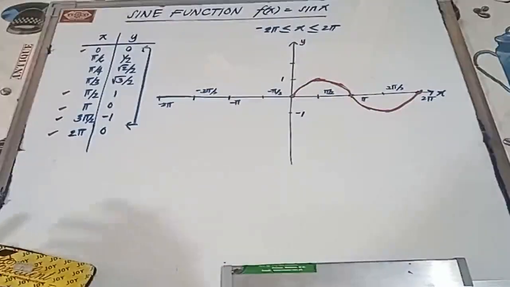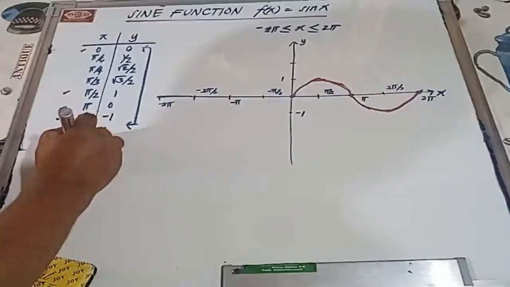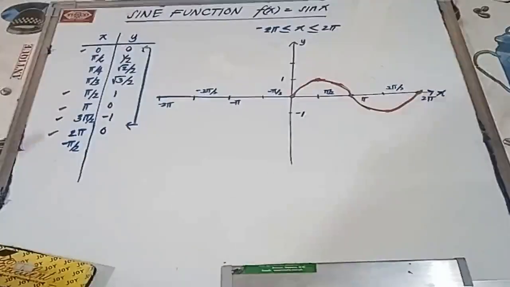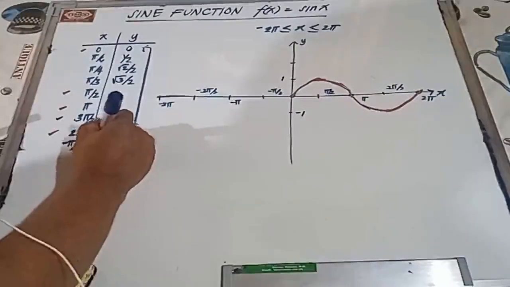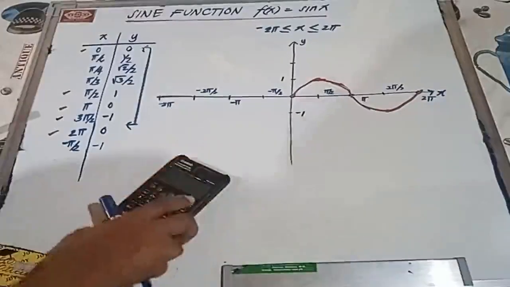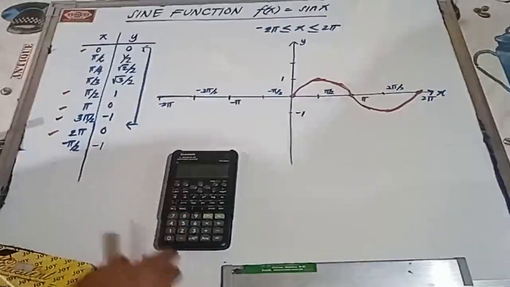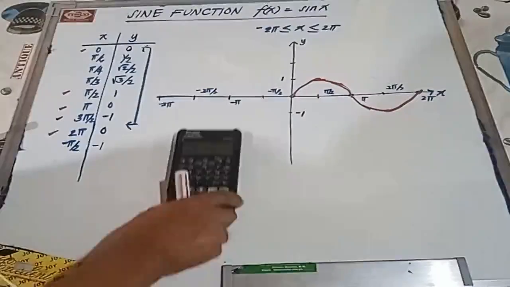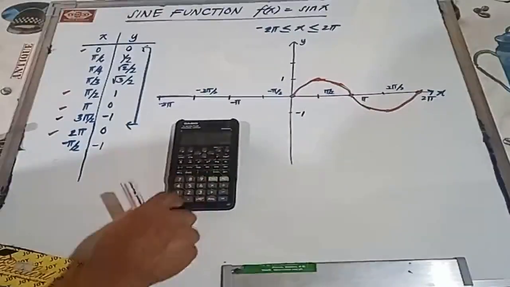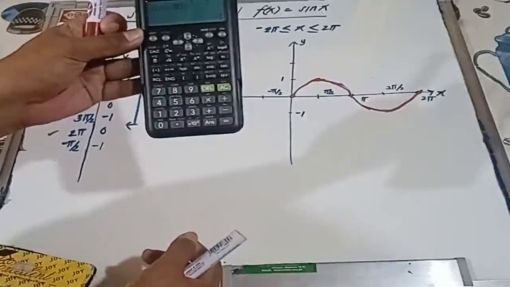Next, yung other half, dito sa kabila, we have negative pi over 2. If x is negative pi over 2, that is negative 90. So that is equal to negative 1. You can check it using your scientific calculator. Again, if your calculator is in degree mode, gamitin natin 90 degrees. So press sine, then negative 90, close parenthesis, and then press equal. That is negative 1.